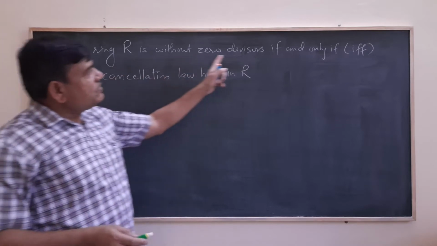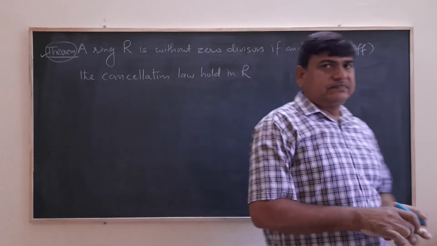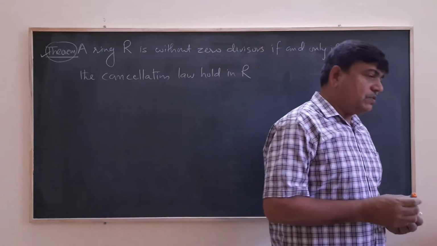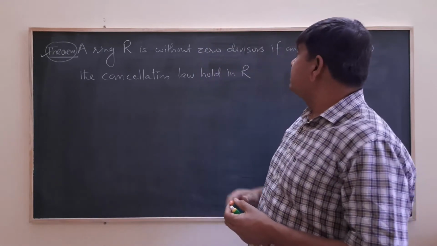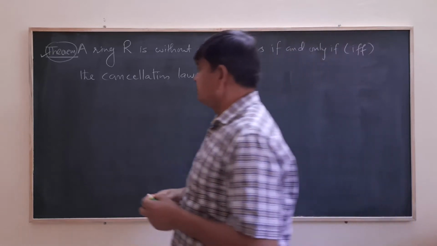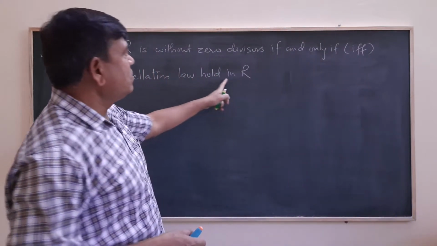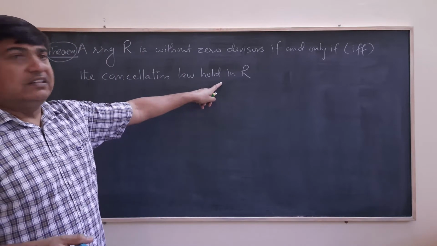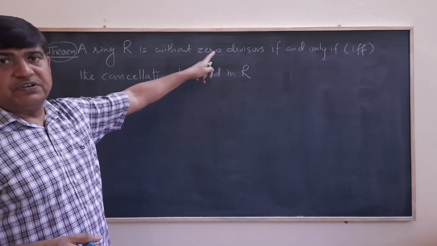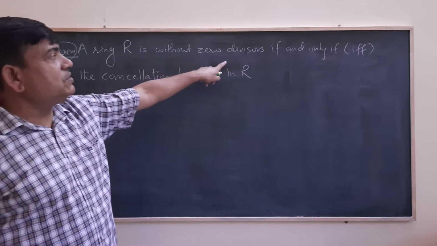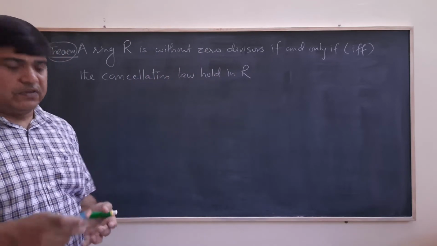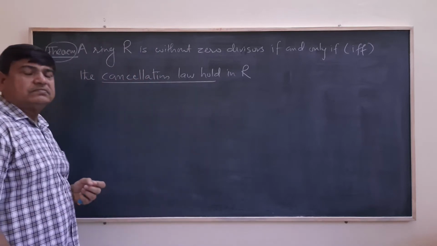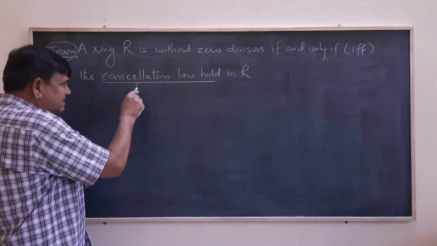A ring R is without zero divisors if and only if the cancellation law holds in R. Both ways. If cancellation law holds in R, that means the ring is without zero divisors. And if a ring is without zero divisors, then cancellation law holds. But first, what is cancellation law?